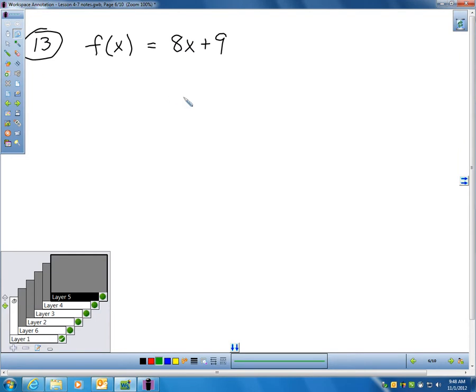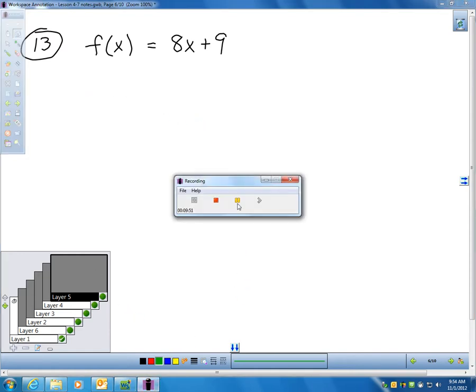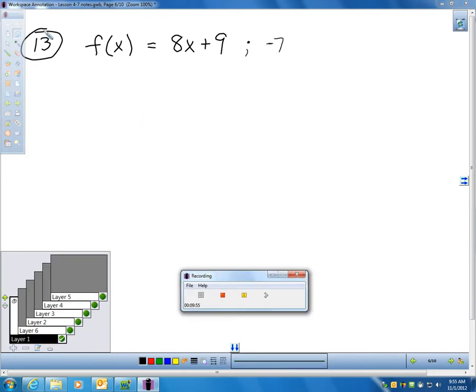Okay? In question 13, no, this is not question 13. I'm going to pause this for a second to make sure I got the right question here. This isn't question 13. This just must be a problem I had made up.